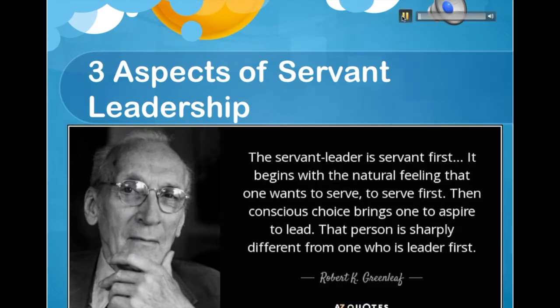Three aspects of servant leadership. The servant leader is servant first. It begins with a natural feeling that one wants to serve first. Then the conscious choice brings one to aspire to lead. That person is sharply different from one who is leader first. By Robert K. Greenleaf.